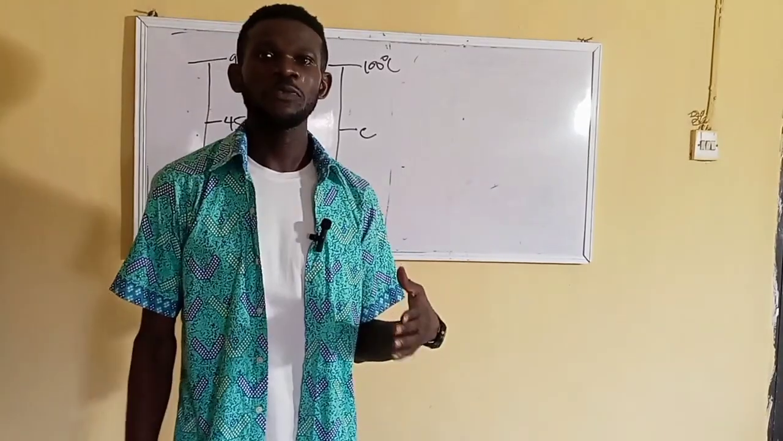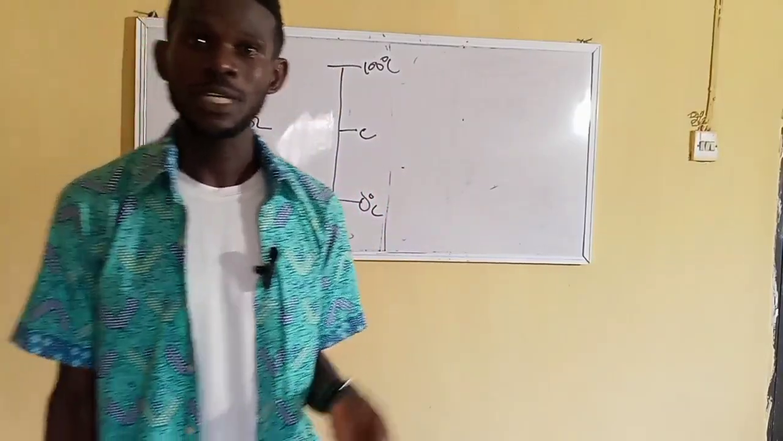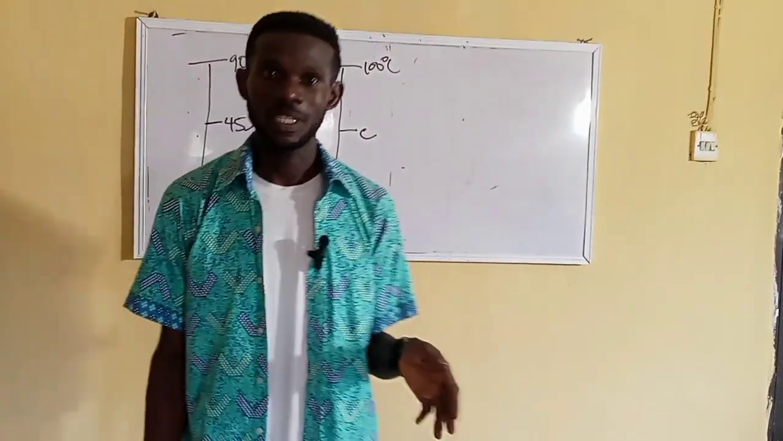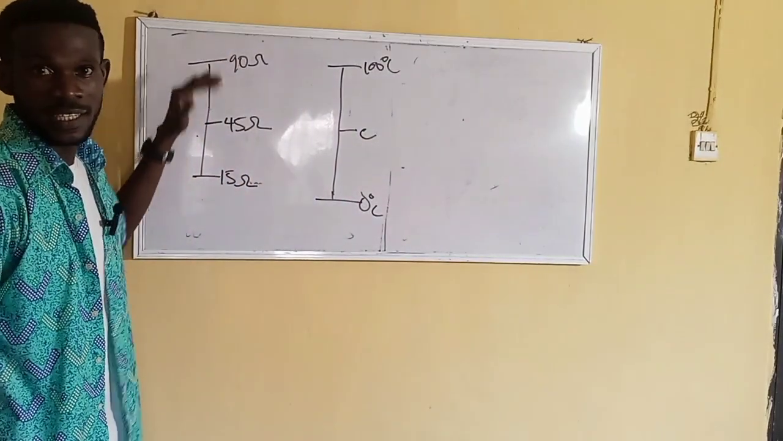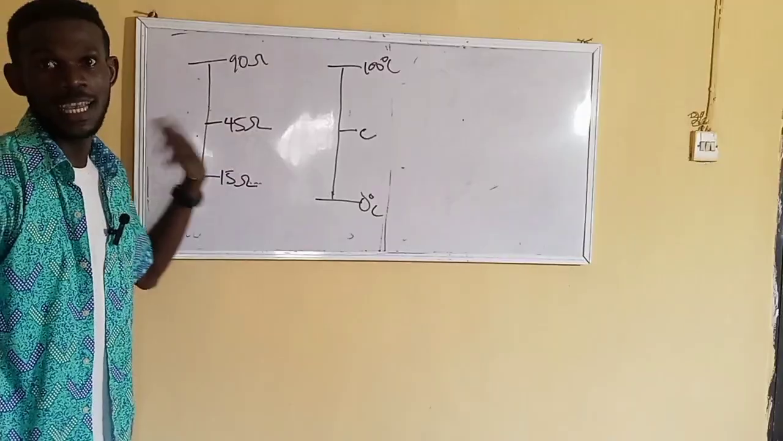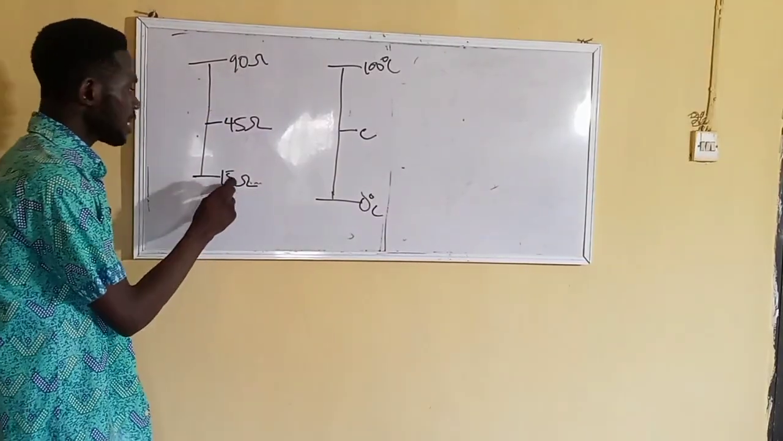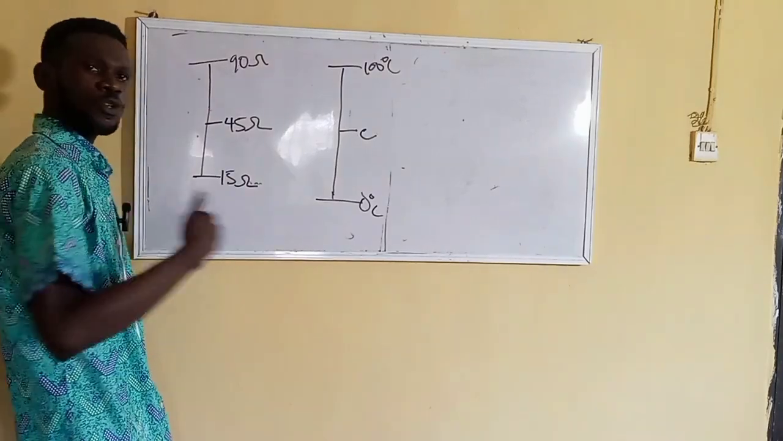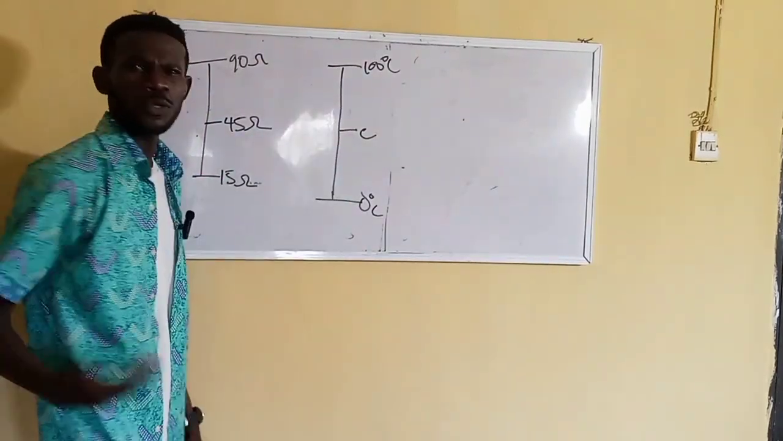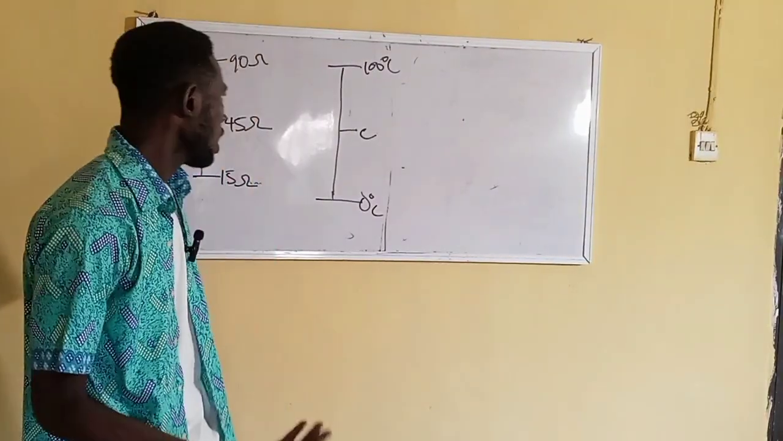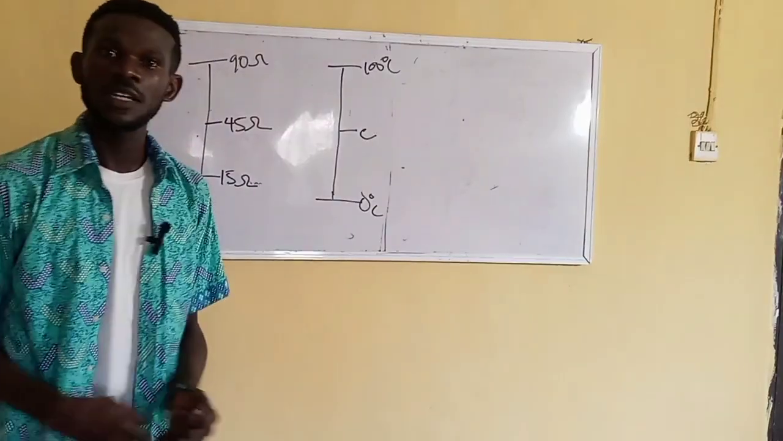So that's the end of the class. Now I would like you to carry out an activity on your own, and I will need you to give me the answers in the comment section. This is the question. Let's say we have a resistance thermometer, and it has the unit in ohms, and it has the upper fixed point at 90 and the lower fixed point at 15 ohms, and we want to find the equivalent of 45 ohms in a Celsius scale. So how do we carry out the conversion? I will need you to give me the equivalent in the Celsius scale.